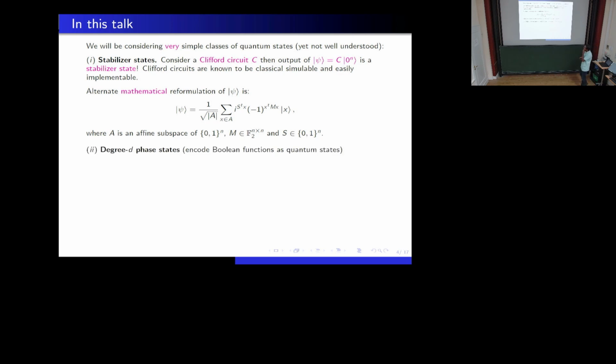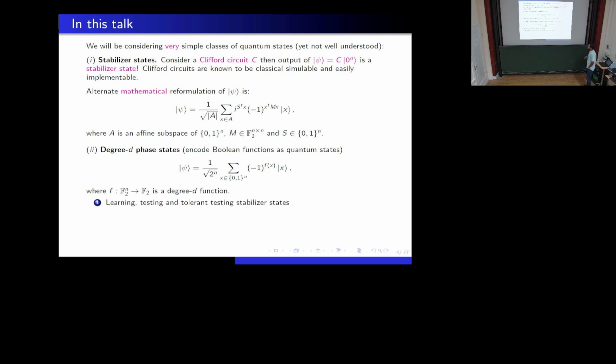The second class of states that I'll be talking about for the next 45 minutes is degree D phase states. This is a class simpler than this; at least this had complex numbers, and I don't like complex numbers. So just think of a uniform superposition over all of F2 to the n, and the phase is just (-1) to the f of x, where f is a degree D function. It's exactly this, except that a is just {0,1} to the n and s is 0. Here it was degree 2 for stabilizer states, but I can think of degree D functions, where D is arbitrary.